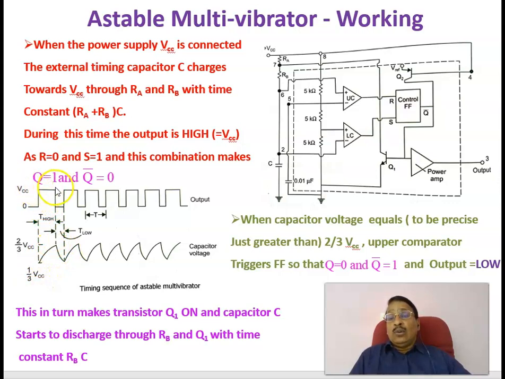During the charging period, the output is high, and during the discharging period, with a time constant of RB times C from 2/3 VCC to 1/3 VCC, the output is low. That is the way it works. You get an output at pin number 3 with a variable on period, or high period, and low period. During the charging period it is high, and during the discharge period it is low. The charging time constant equals (RA plus RB) times C, and the discharging time constant equals RB times C.